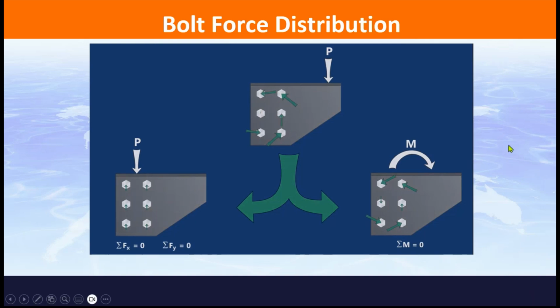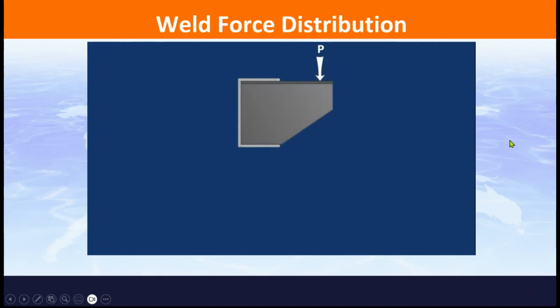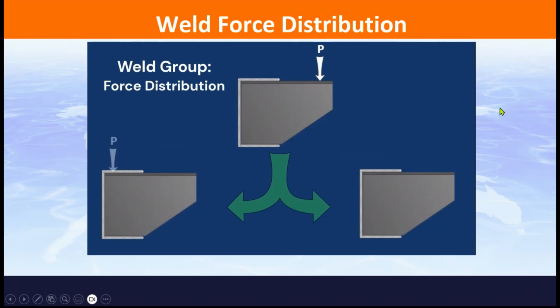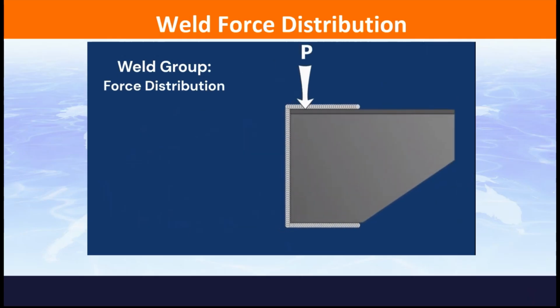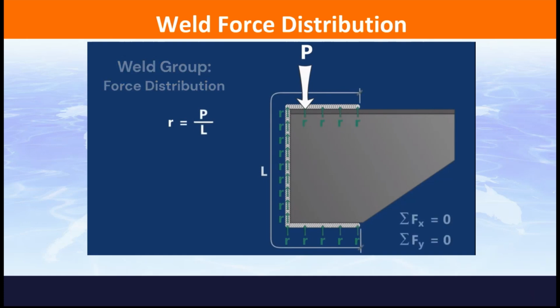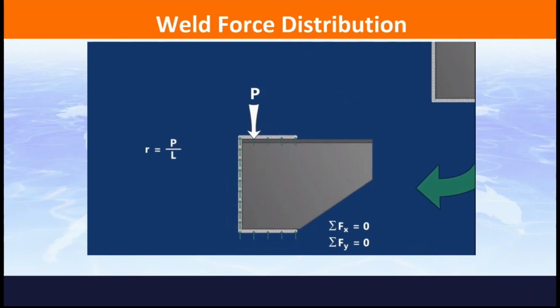So that was bolt force distribution. And we do it again for welds. So we take our applied load and resolve it into an applied concentric load with an applied moment. Similarly to the bolt force distribution, your applied load is simply spread over the length of the weld. So it's R equals P divided by L. Nice and simple. But because we've got an eccentric load, we've got an eccentricity and a moment in there.